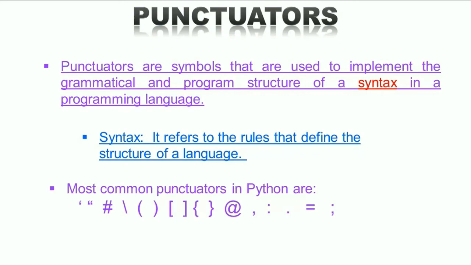So in this video we have learned in tokens, keywords, identifiers and punctuators. In my next video I'll explain about other two types of tokens, that is literals and operators.